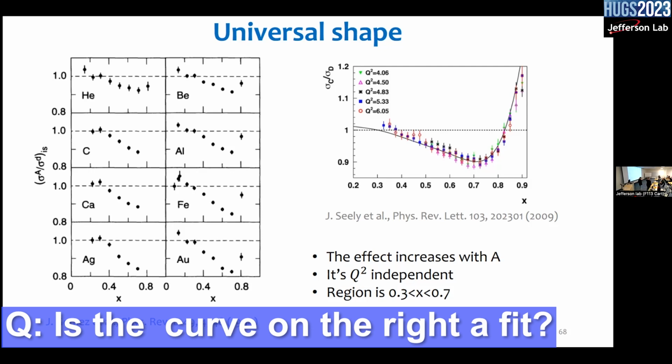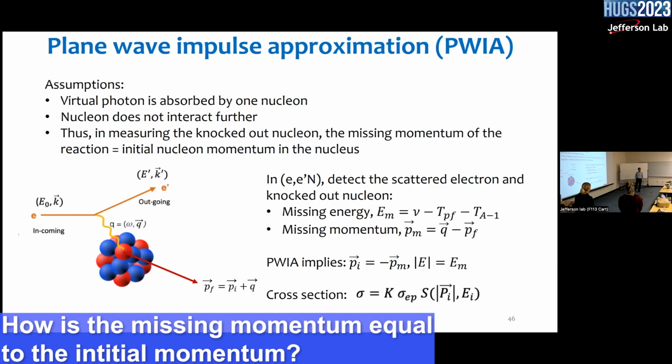More questions? I'm trying to understand how the missing momentum is equal to the initial momentum of the ion. It comes from the assumption that the virtual photon is absorbed by one nucleon. So the final momentum of this proton is whatever the initial one was, plus whatever momentum was transferred to it, right? You hit it, and then you add the two vectors, basically.